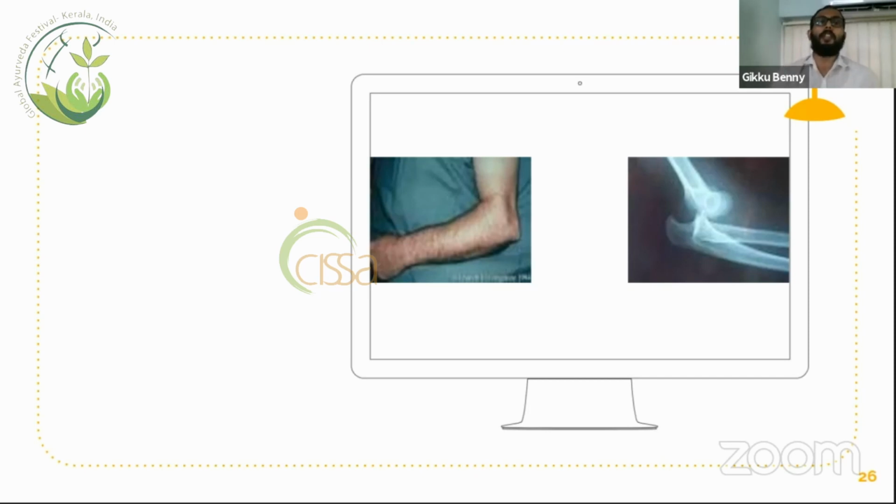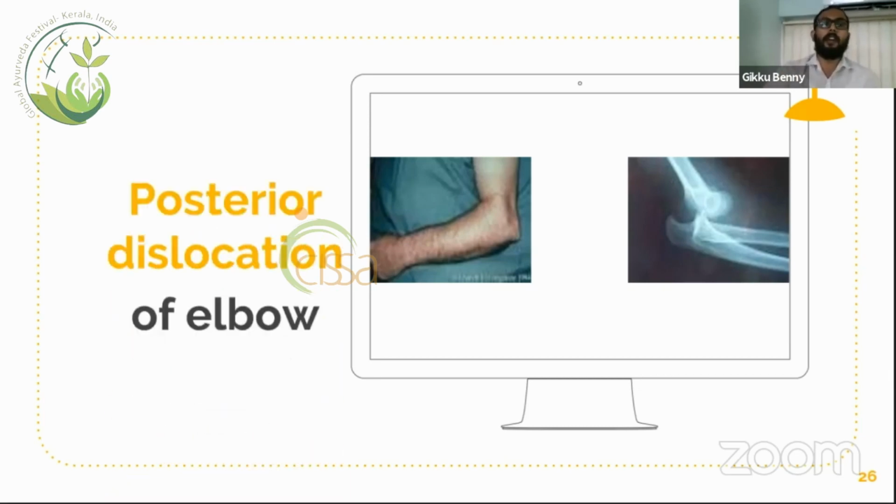Susruta. Kurparam tu tada sandhim angushthena anumarjayet, anumarjya tada sandhim pidayet kurparachudam, prasarana akunchane jneyam snehasekam cha adhibhih. And the reduction method is extension of the elbow. We can see that particular reduction method.